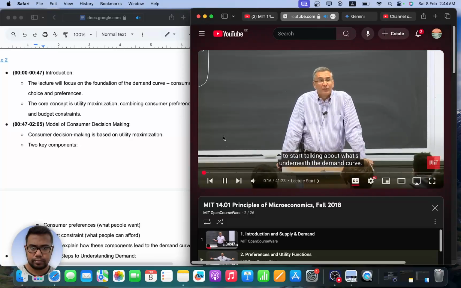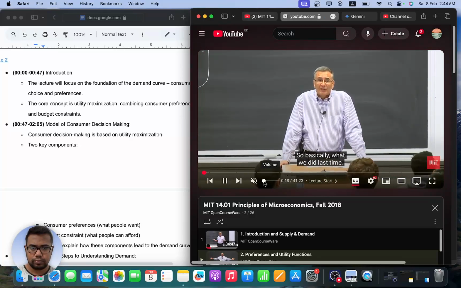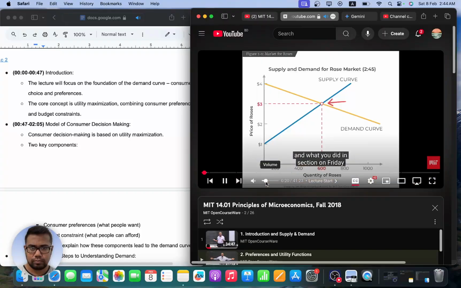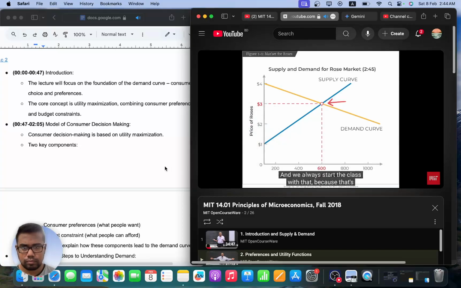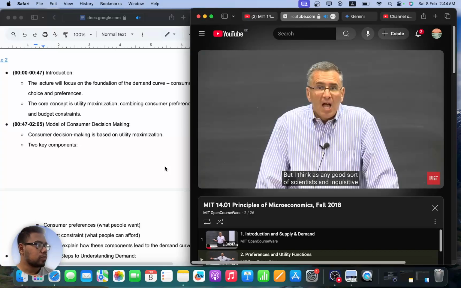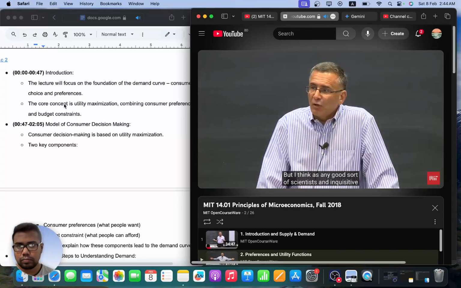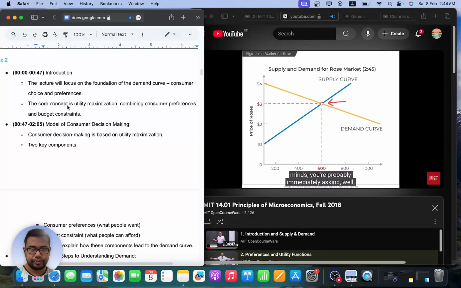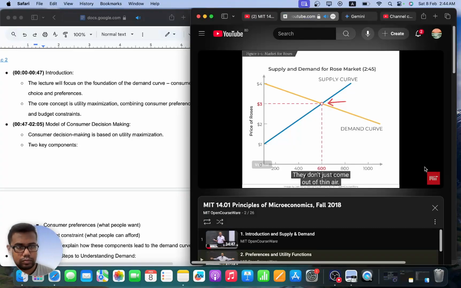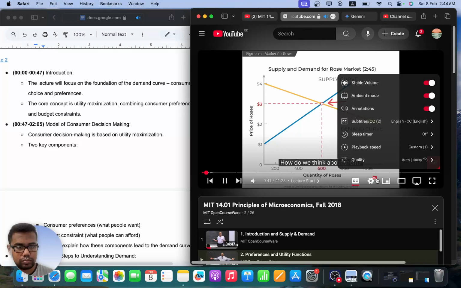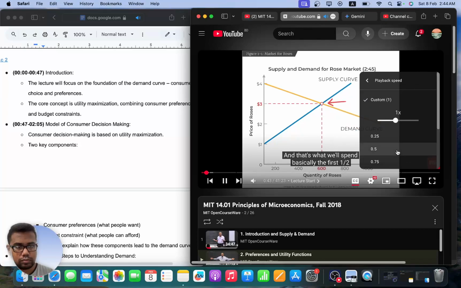Meet the demand curve. On Friday we talked about the workhorse model of economics, the supply and demand model. We always start the class with that because that's the model in the course. But as any good scientist and inquisitive mind, you're probably immediately asking, where do these supply and demand curves come from? They don't just come out of thin air. How do we think about them? That's what we'll spend basically the first half of the course going through.